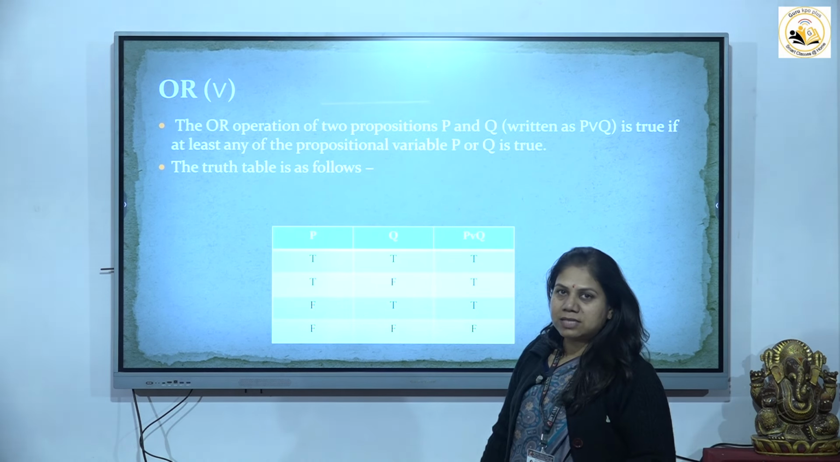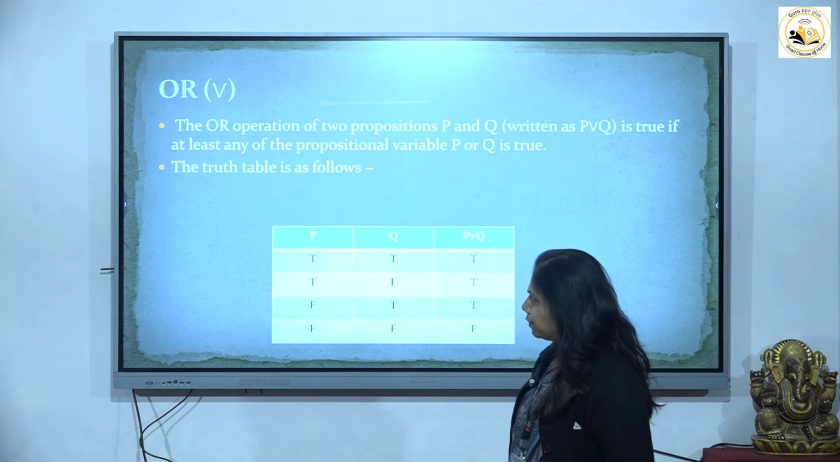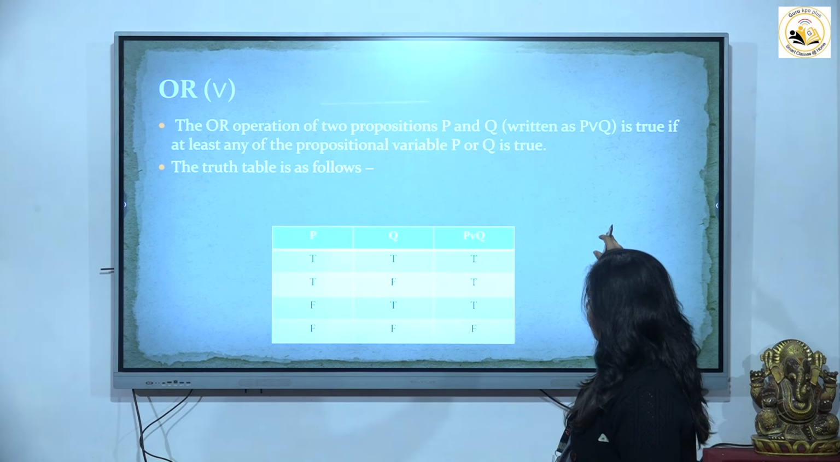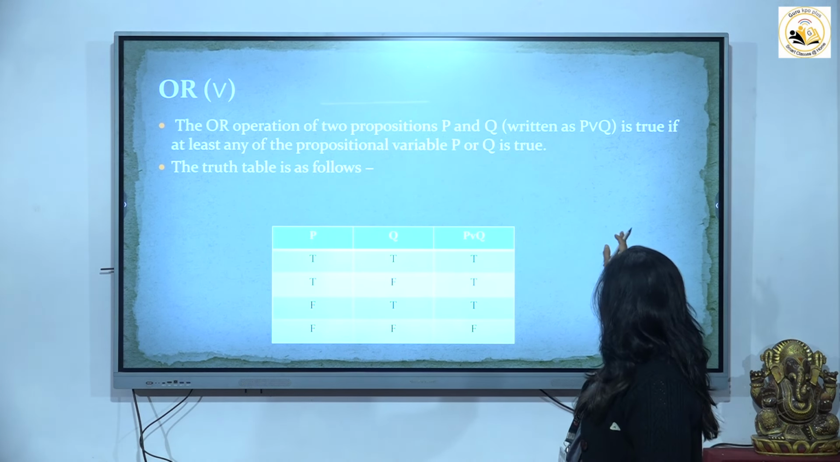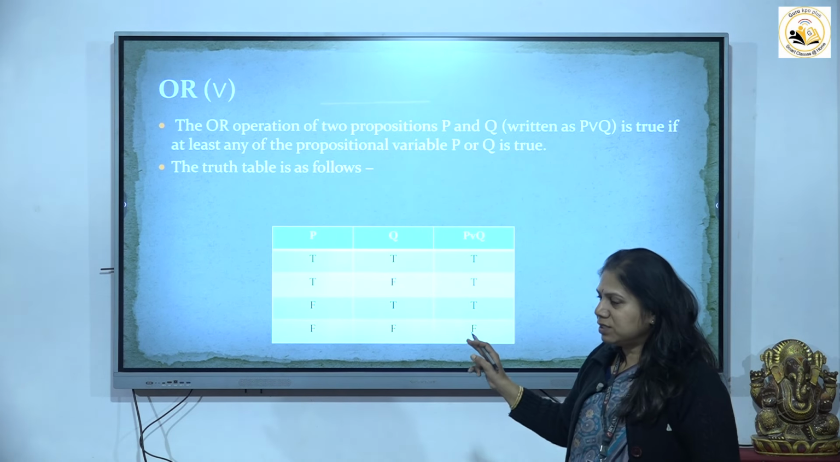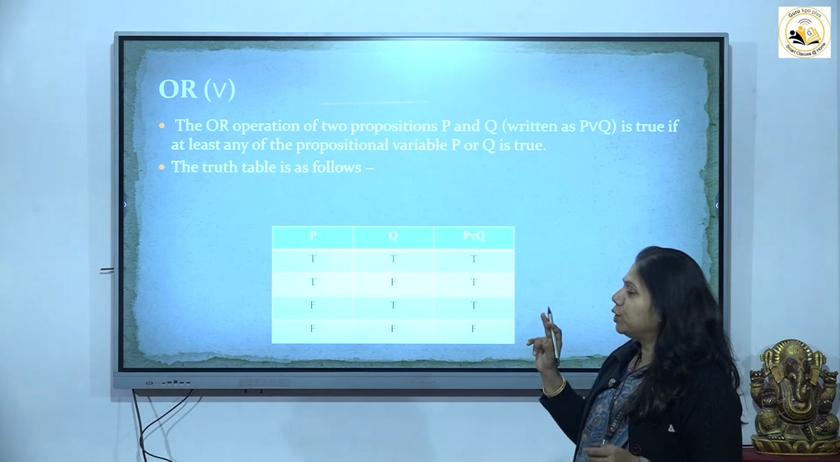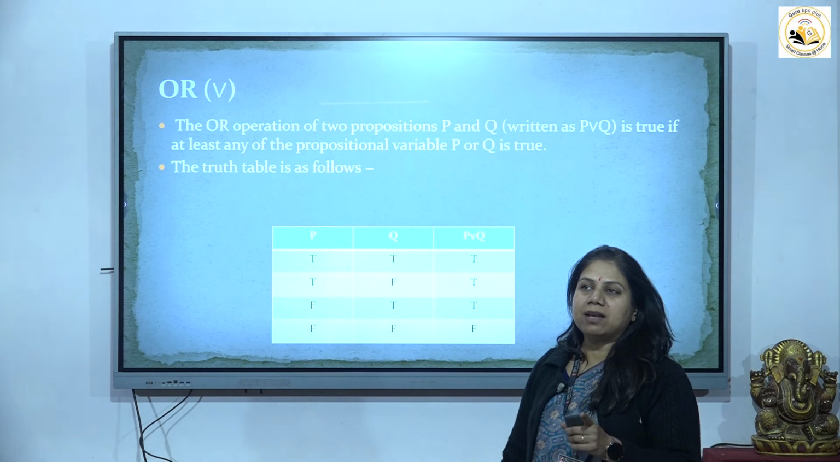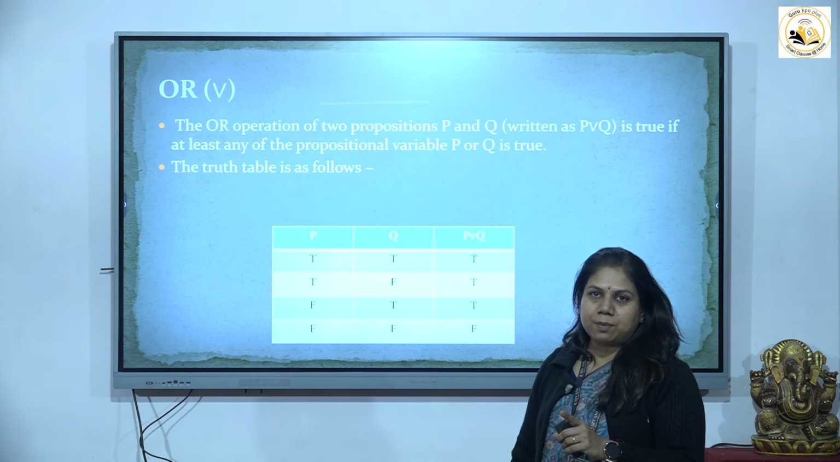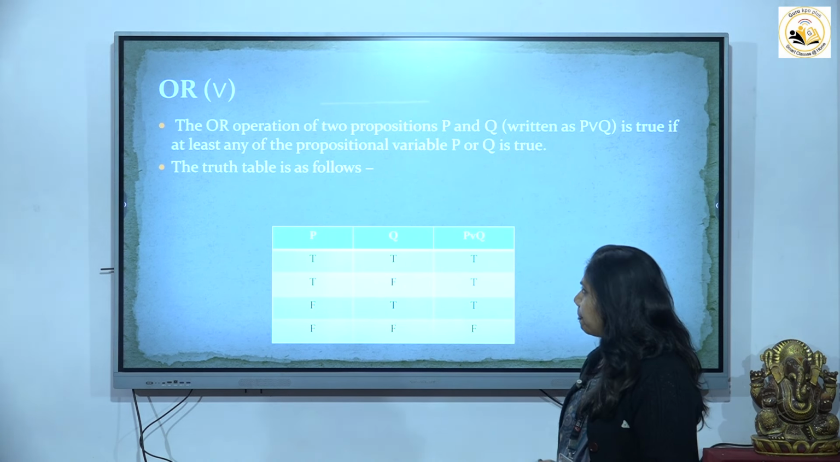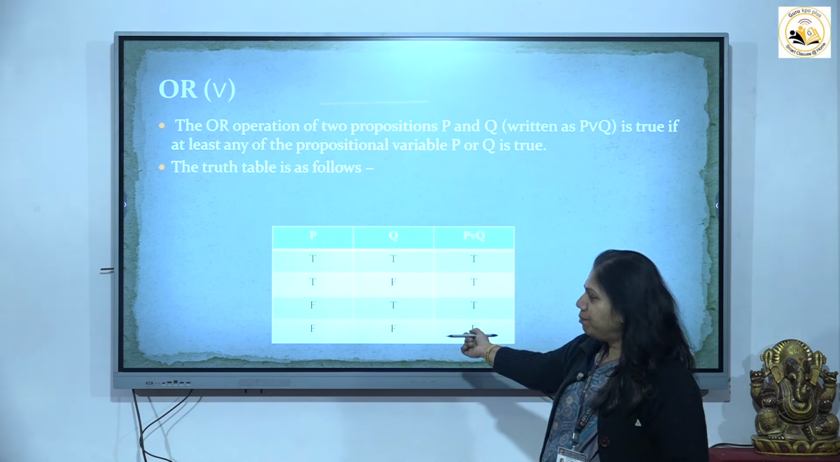Now, start with the OR connective. The OR operation of two propositions P and Q, written as P ∨ Q, is true if at least any one of the proposition variables P or Q is true. It means it gives a true value when one of the statements is true, otherwise it gives a false value. Its truth table is here.